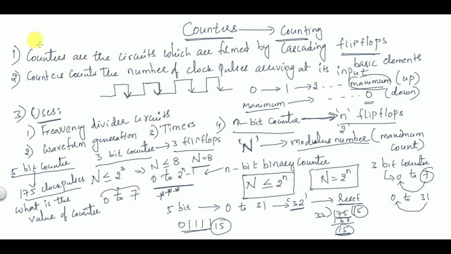There are 2 types of counters. One is the asynchronous counter and the second is the synchronous counter. We will learn the types of counters one by one in my next classes.